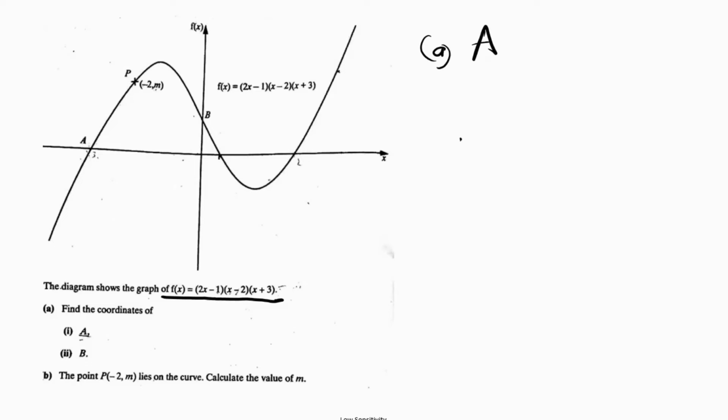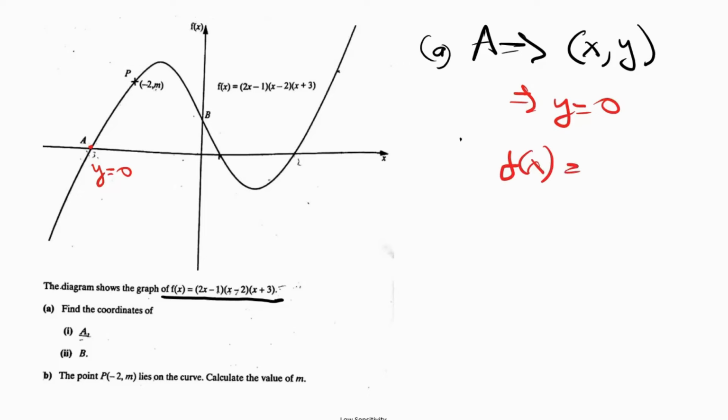We want to find the coordinates of A, that means we want to find the value of x and the value of y. But if we look at A here, one thing we know for sure is that y equals 0, right? So here we know that the value of y is equal to 0. So what does that mean? So that means f of x is equal to 0, right?